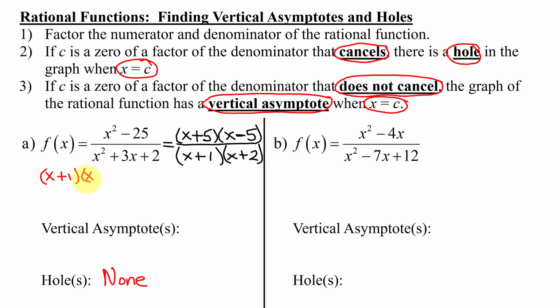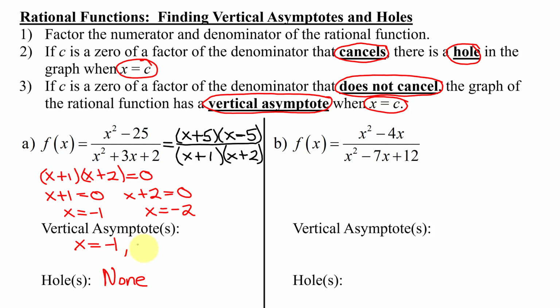So you take your denominator and set it equal to 0. Two factors multiplied together equals 0. Set each of them equal to 0. So I have x plus 1 equals 0 and x plus 2 equals 0. From the first one, subtract 1 from both sides. I get x equals negative 1. And the second one, subtract 2 from both sides. X equals negative 2. So the equations of my vertical asymptotes are x equals negative 1 and x equals negative 2.